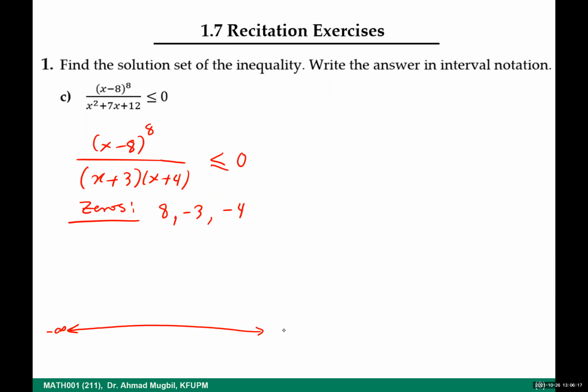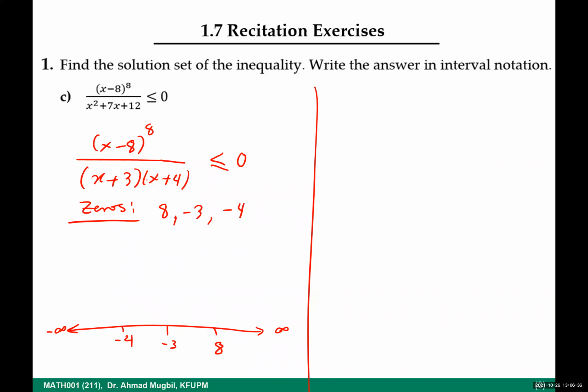Okay, let's go back. This is infinity. Now, what are my zeros? Let me write them here in order. Which one is the first one? Negative 4, negative 3, and then 8. Open or closed? All of them are supposed to be closed.